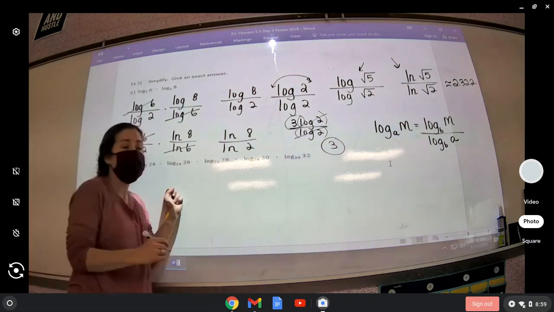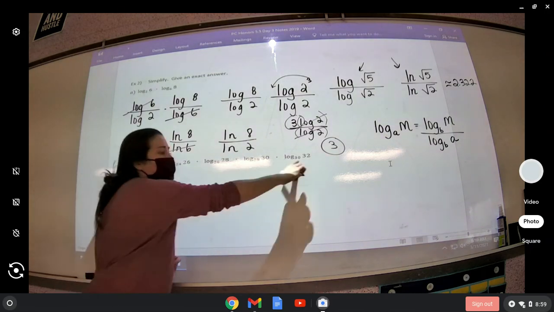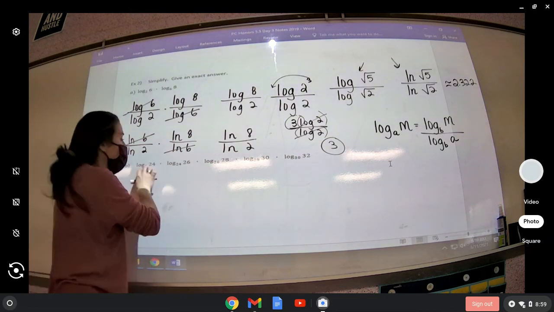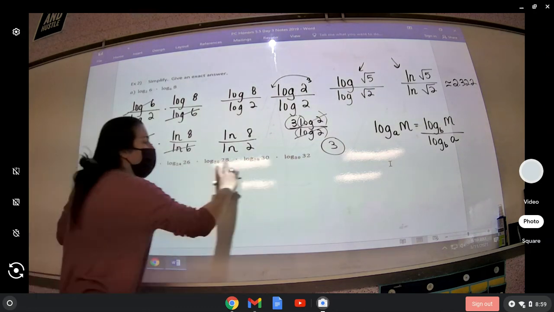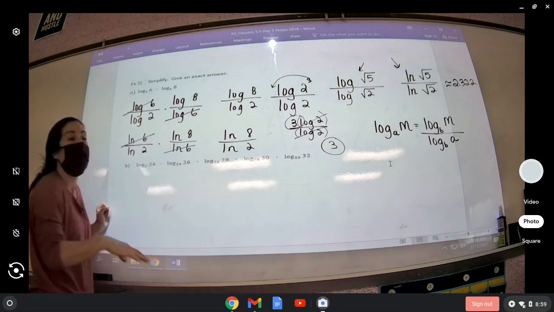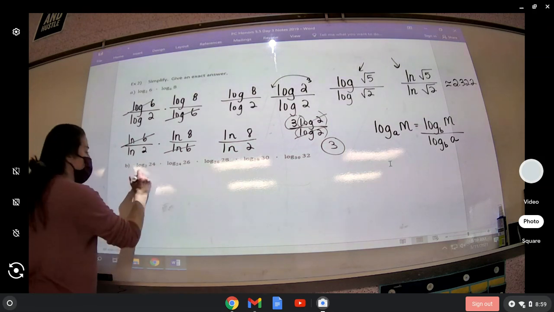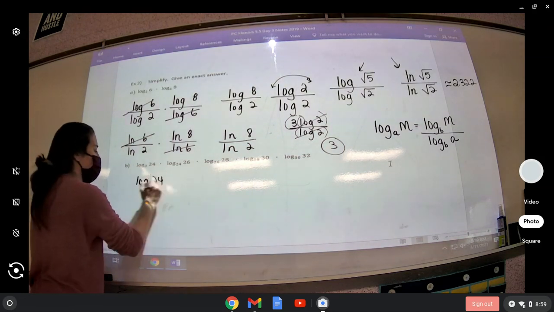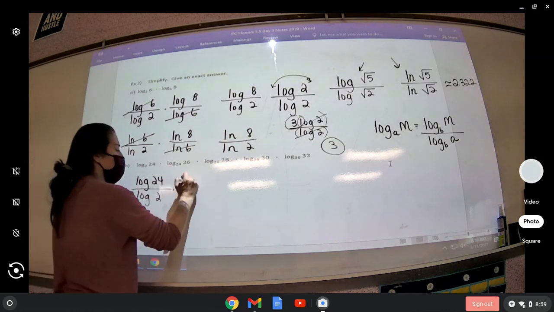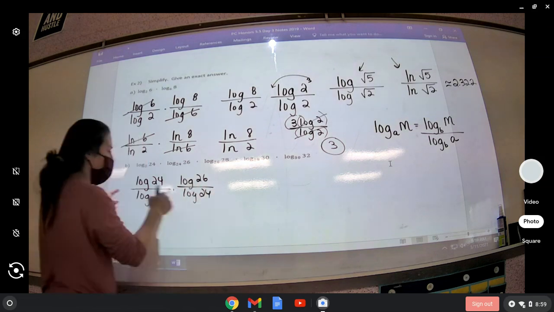All right, guys, this one, just before the bell cuts me off. Start rewriting everything. What's up? Oh, yeah. If you look at this problem, look at all these different bases: base 2, base 24, base 26, base 20. Rewrite everything as the same base, base 10. Guys, this becomes the log of 24 over the log of 2 times this becomes the log of 26 over the log of 24.